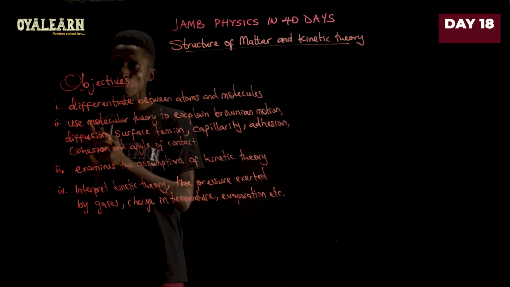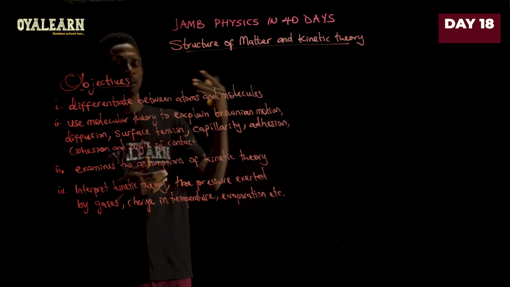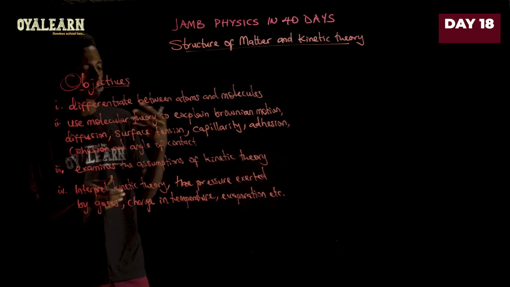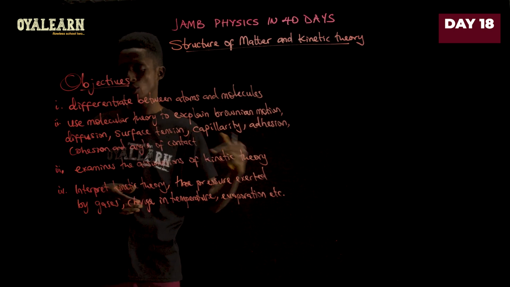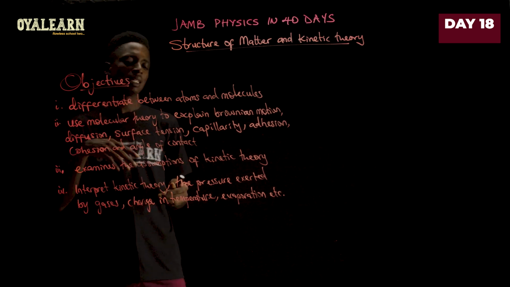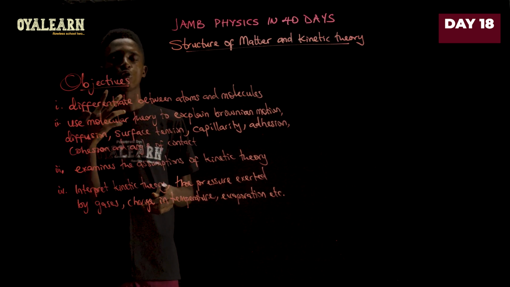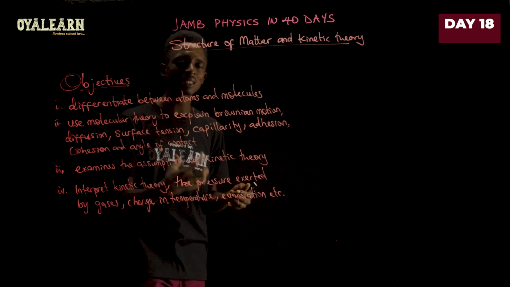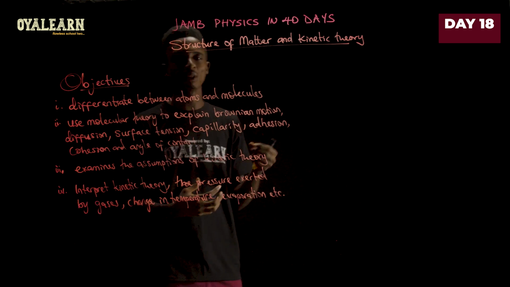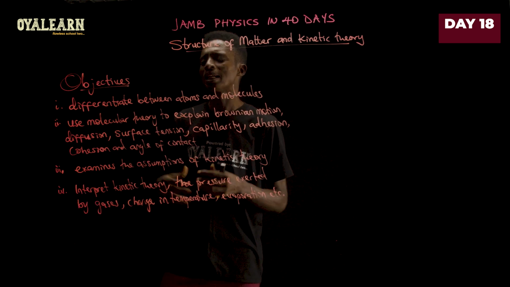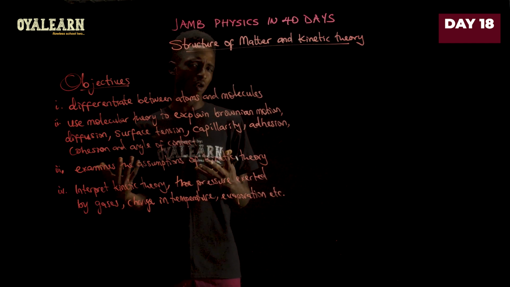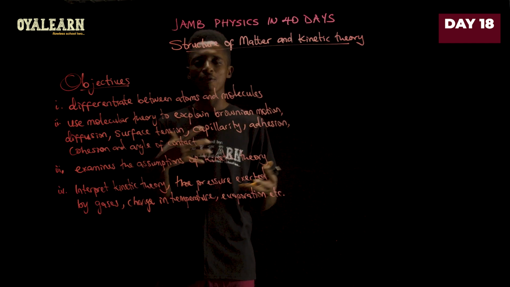You should also be able to use the molecular theory to explain Brownian motion, diffusion, surface tension, capillarity, adhesion, cohesion, and angle of contact. All of these are evidence that goes to show that every substance comprises tiny particles known as molecules. And there is some practical evidence that shows us these things, from things that we can see even around us.